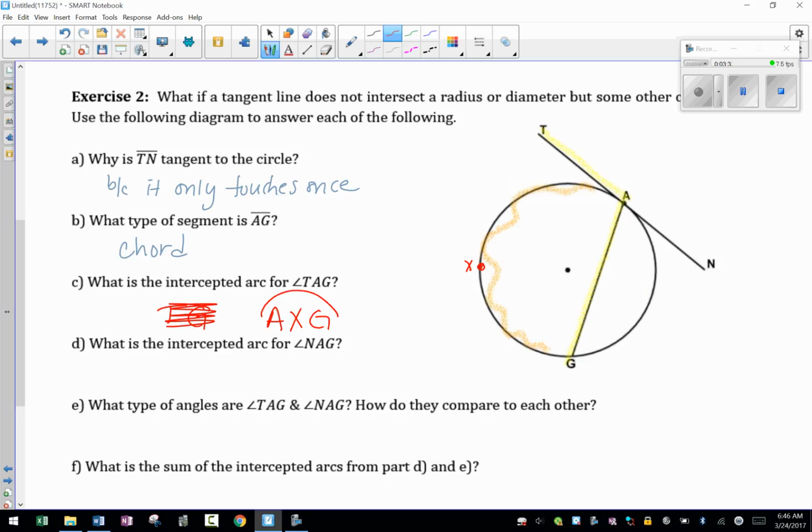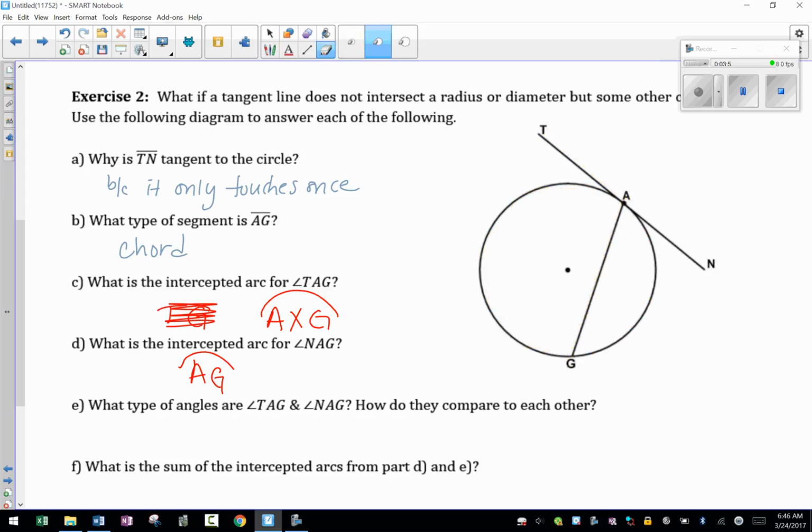All right. And then what's the intercepted arc for NAG? So NAG is the other side. That's intercepting the smaller arc AG. So NAG is intercepting this arc over here.